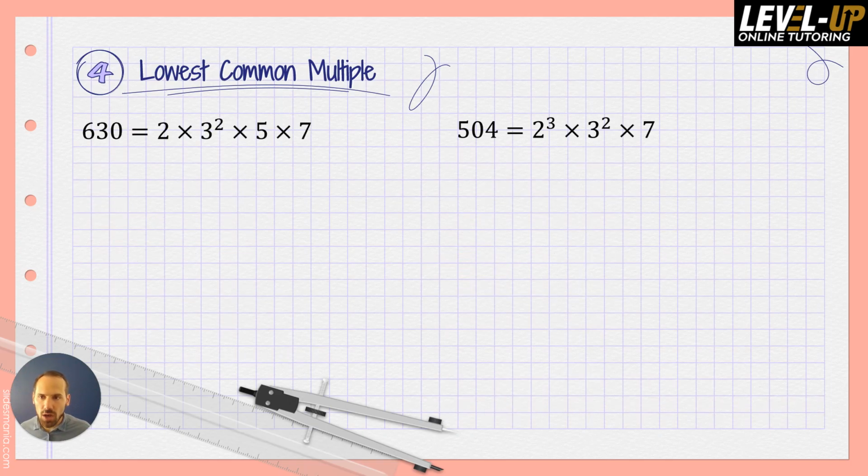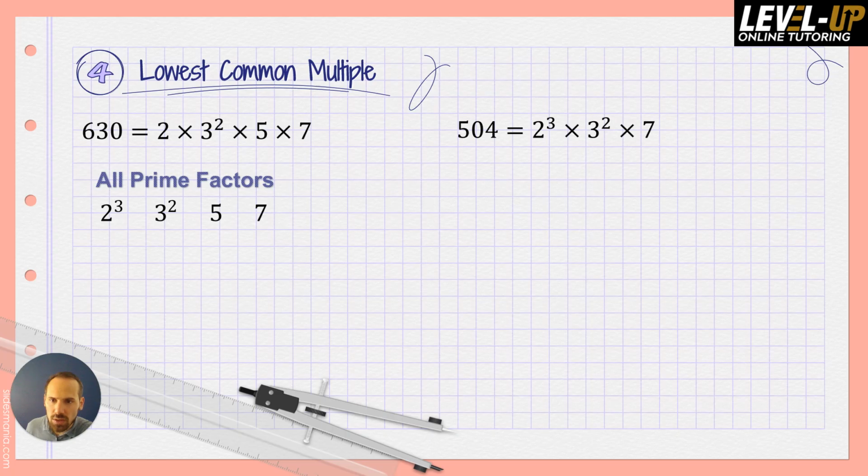Well, here's a more rigorous and quicker way of doing this. So once we've got the prime factorizations of each of the numbers, now we're not just listing the common ones, we want to list all the prime factors. So what we're doing this time is rather than taking the lowest power of each number, we're taking the maximum power. So here we've got 2, 3, 5, 7. So this is all our prime factors that we have across the two numbers. And we take the highest power of each. So we've got 2 cubed, 3 squared, 5, and then 7. So we're taking the highest power of each.